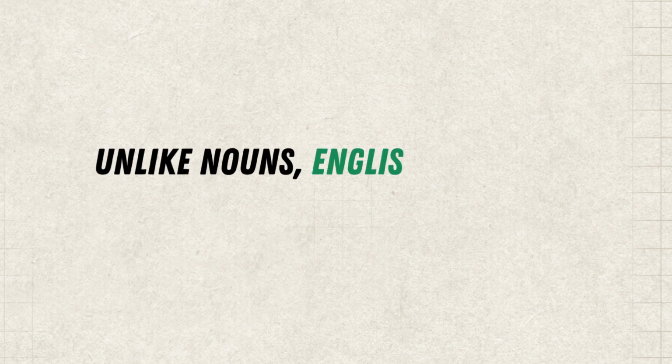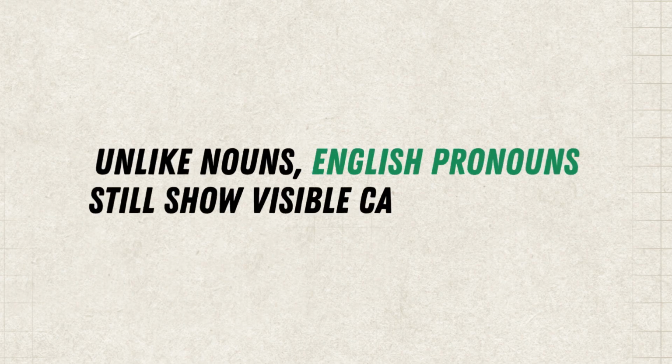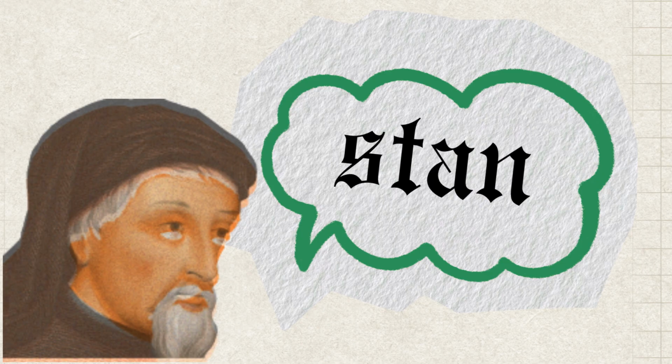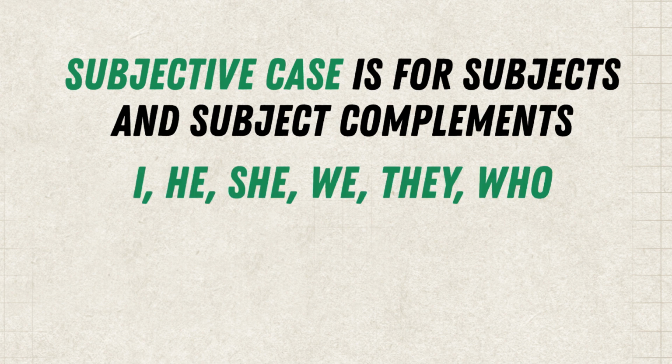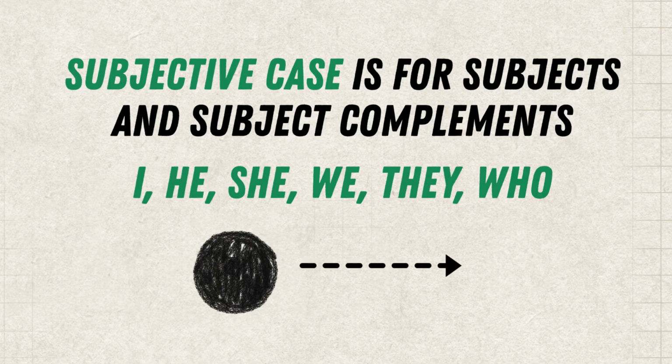Unlike nouns, English pronouns still show visible case inflection. In older varieties of English, nouns inflected to show what job they were doing in a sentence. But English has lost its noun case marking system over many centuries. The three core cases still visible on English pronouns are subjective case, including forms such as I, he, she, we, they, and who, which we use for subjects and subject complements.